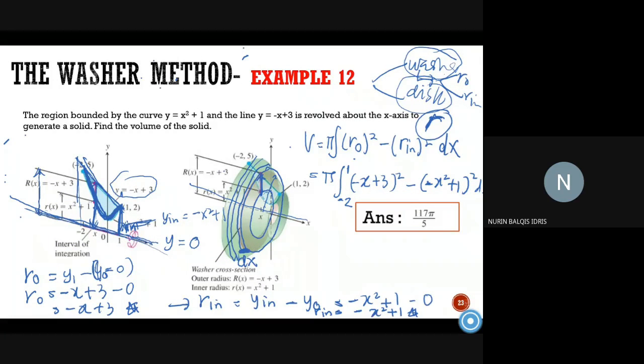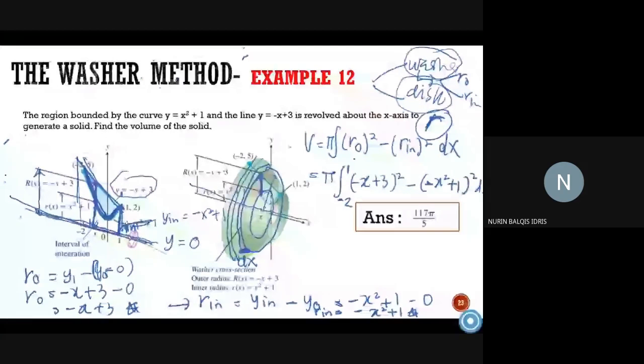Okay, saya nak check that dulu. Mana? Apa jawapan dia? 117 pi per 3. Okay, so you may try to solve that and you should get the answer lah. So saya dah bagi jawapan tu. Okay, so hopefully everybody understand.